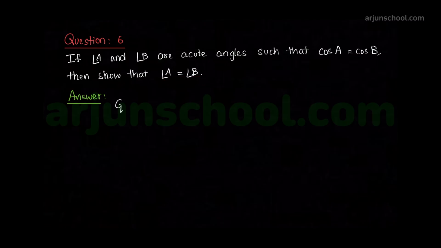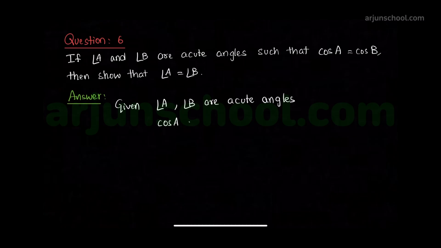Answer. We are given that angle A and angle B are acute angles, and cos A is equal to cos B, and we have to show that angle A is equal to angle B.